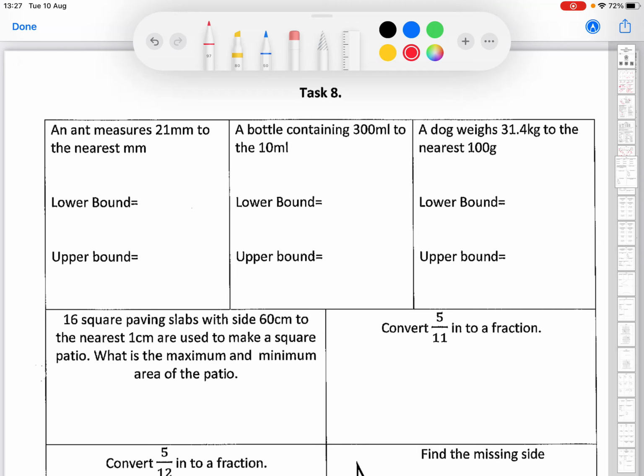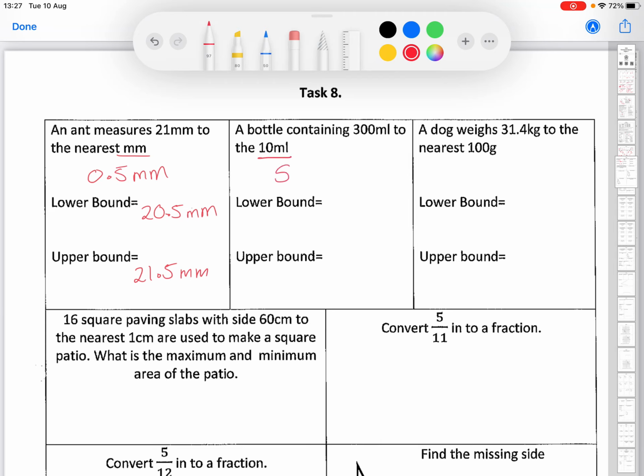Right, now we can do task 8. So we've got an ant, okay, measures 21 millimeters to the nearest millimeter. So we need to half that. So half a millimeter is half a millimeter. So we've got 0.5 millimeters. Lower bound, we're going to subtract it. So we've got 20.5 millimeters for our lower bound. Upper bound, we're going to add it. So we've got 21.5 millimeters.